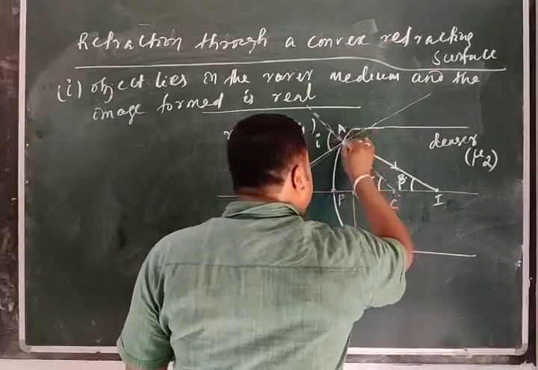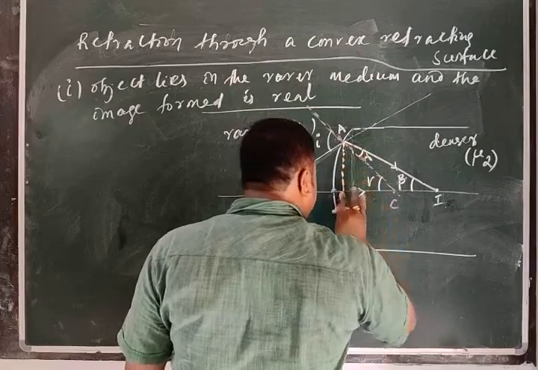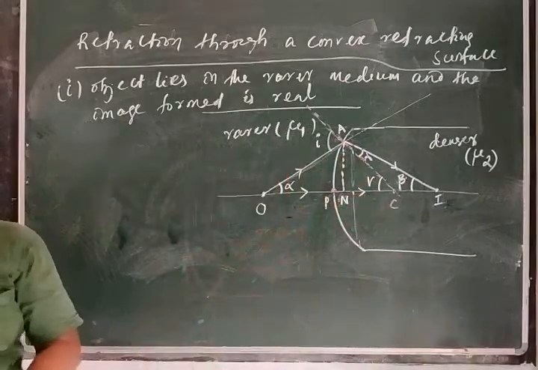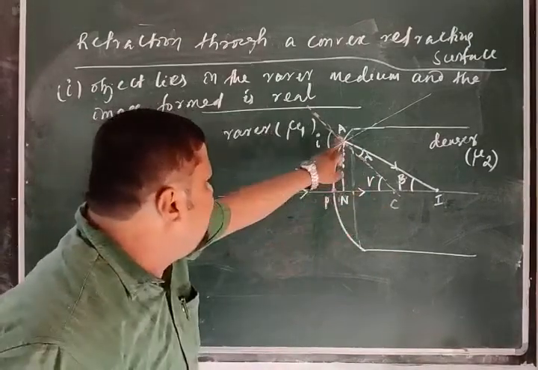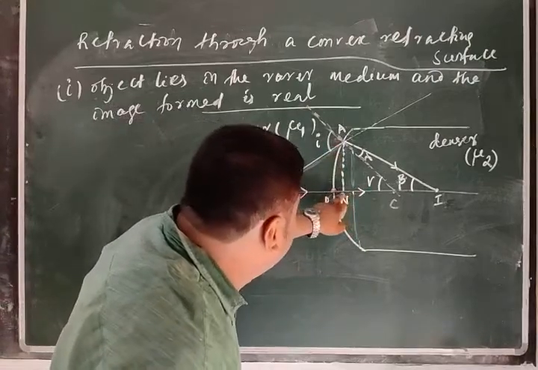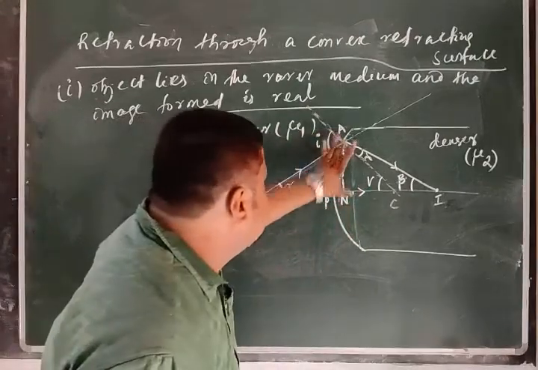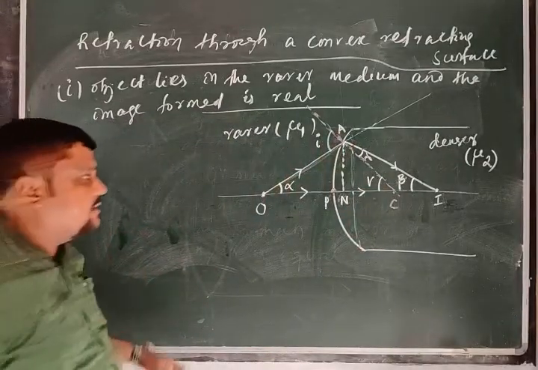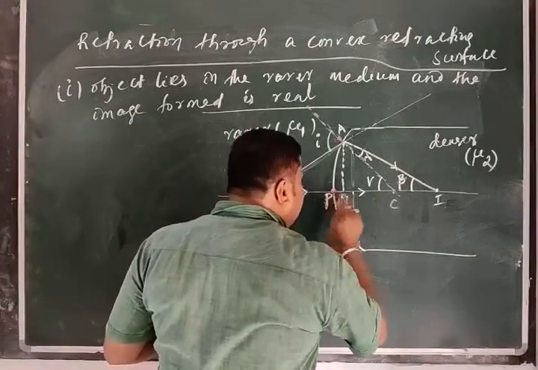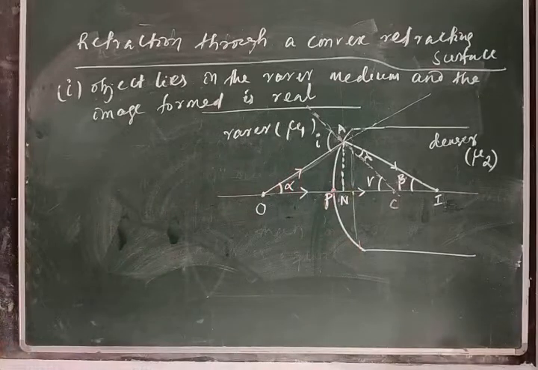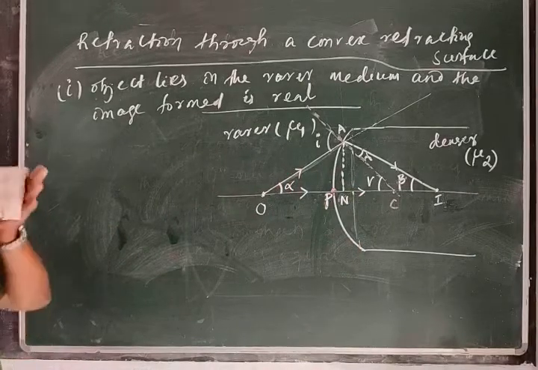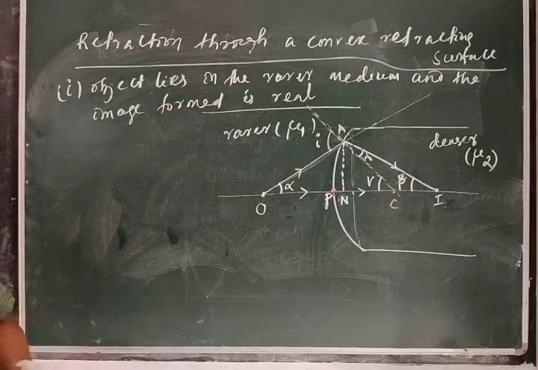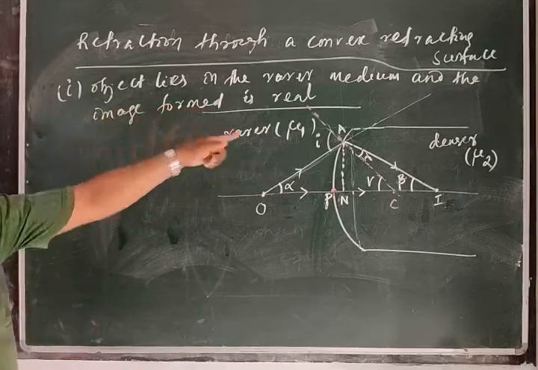Next, let us consider a normal from A which meets the principal axis at the point N. So A N is normal to the principal axis. For a very small aperture, we always remember P is very close to N. That we will always consider here. So this is the ray diagram and the image formed. According to this ray diagram, the object lies in the rarer medium and the image formed is real.